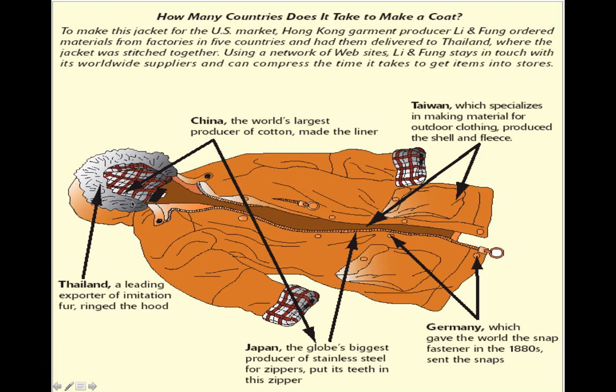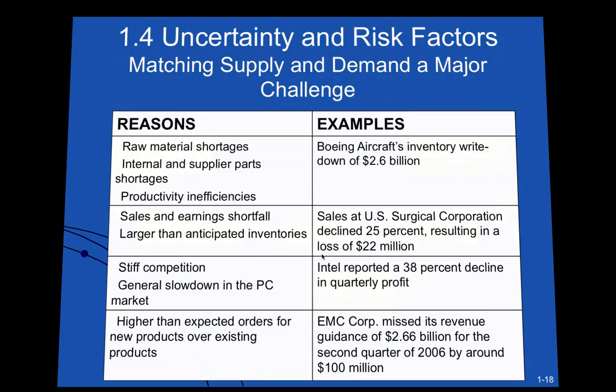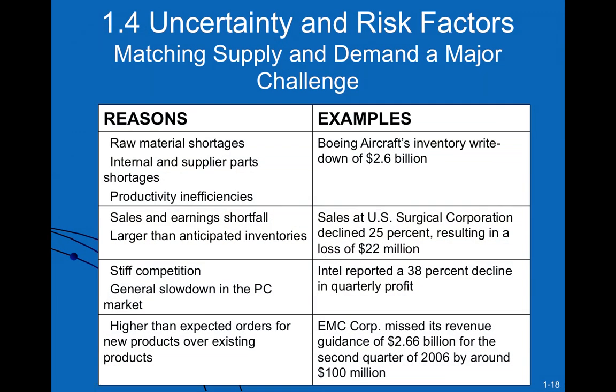Thailand for making fake wool or fur. China for the actual production itself, but it also produces cotton. And so a number of countries come together to produce that product. So we're talking about really global supply chains, all right? And this is just another diagram that shows what that looks like, how global supply chains can be.